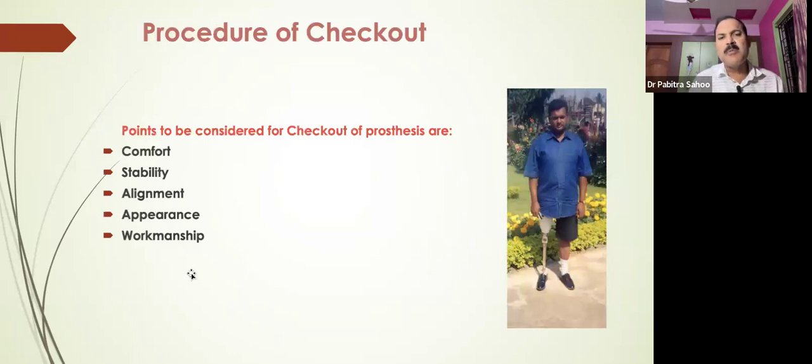So if you look at the checkout of a transfemoral prosthesis, we have to look for some broader components as far as the amputee is concerned. You have to look for the comfort of the amputee, whether he is very comfortable with the prosthesis or not. Cosmesis and comfort also play an important role. Then the stability of the prosthesis, the alignment of the prosthesis, how good it looks, and how well it is prepared, the workmanship. These are the things one should look for overall when doing a checkout of a transfemoral prosthesis.